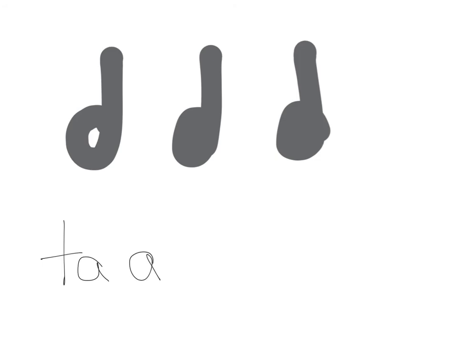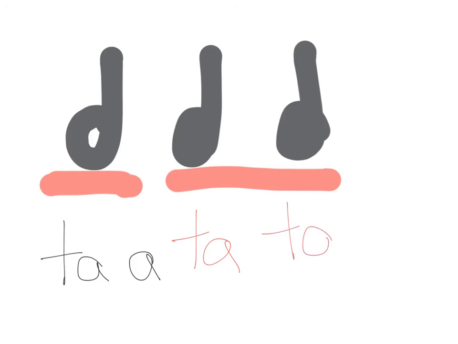Then, let's say our next measure has 3 notes. It has a half note and 2 quarter notes. The half note here equals the same amount of time as those, so we have to make this sound longer. So it's going to be ta, ta, ta. Let's try that. Read it with me. Ta, ta, ta.